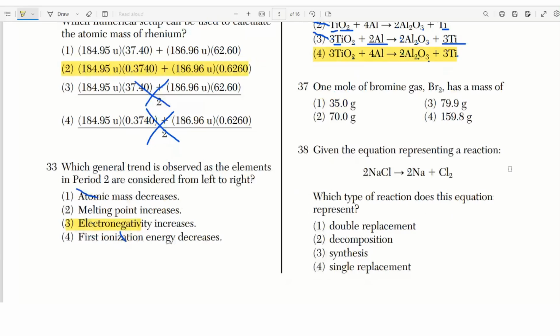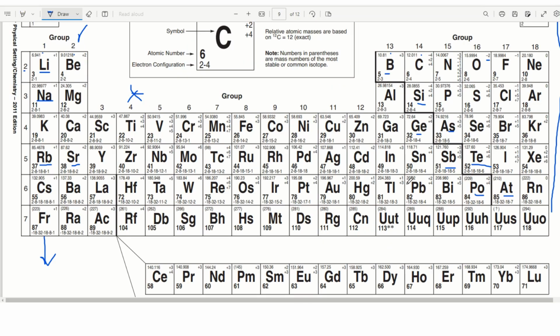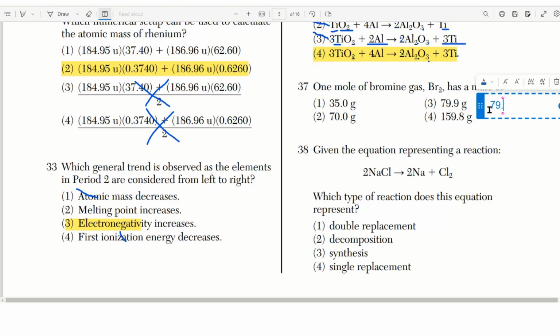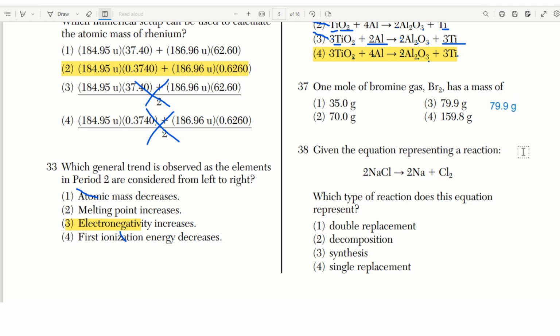1 mole of bromine gas has a mass of... Okay, so I need to go to the periodic table. Here is bromine, and can you see its mass? 79.9. Okay, so 79.9 grams. That is the molar mass from the periodic table. But look at this, Br2. So I need to double this because this is for 1 bromine atom. So this is going to be our correct answer. Literally, it's the only one bigger than 79.9.